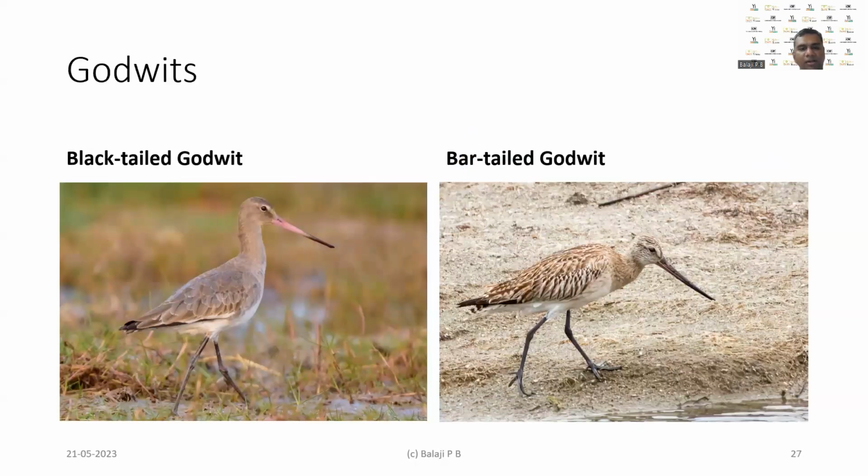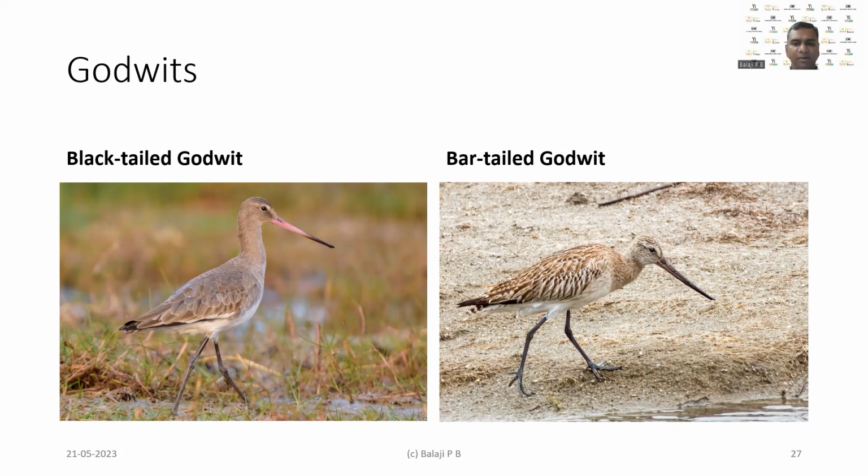So another medium-sized bird that there's a confusion between is the black-tailed godwit and the bar-tailed godwit. Bar-tailed godwit is a relatively rarer bird when compared to the black-tailed godwit. Black-tailed, sometimes you get it in hundreds. Bar-tailed godwit is very few in numbers. It's also on the decline.